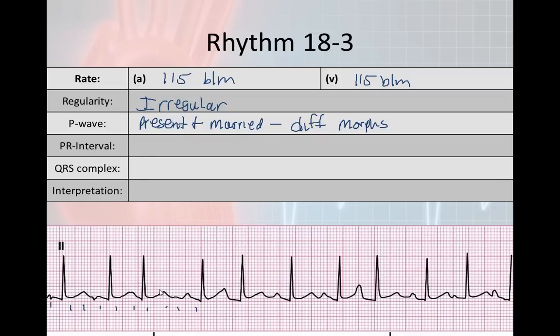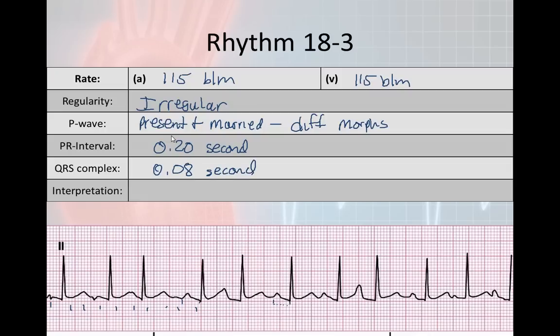PR interval, it's kind of tough to tell on some of these. This one looks to be about, ooh, that looks actually a little bit long. This one here also looks, let me see, 1, 2, 3, 4, 5. So that's right at 0.20. So we're going to go ahead and say the PR interval is 0.20 second. If you did this with calipers and you came out to greater than 0.20 second, that's just something different that we'll talk about in a much later presentation. The QRS complex looks to be about 0.08 second.